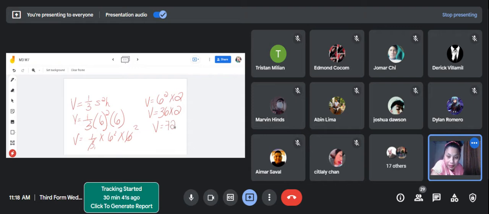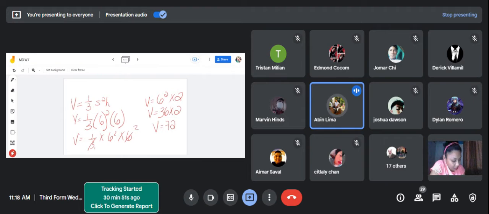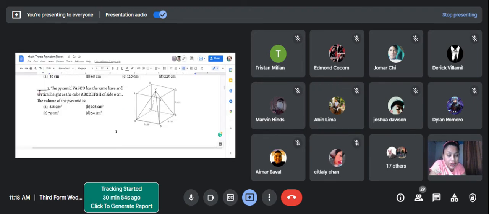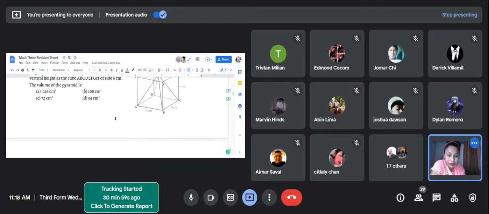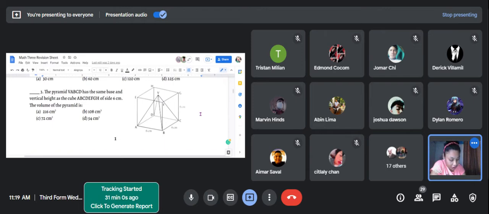72. And your units? Square. We are talking about volume. Centimeters to the power of 3. And we read that as cubed. Centimeters cubed, right? So now, what is your answer for number 3? C. Letter C. Very good.